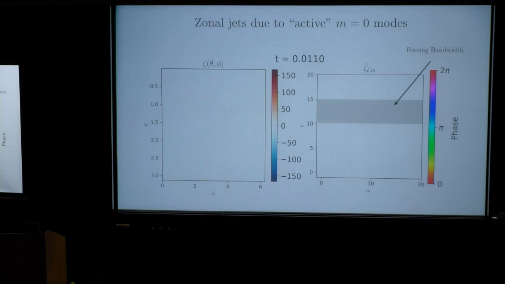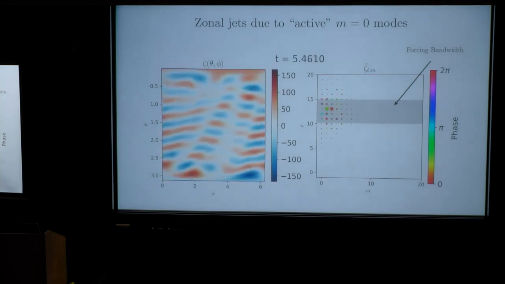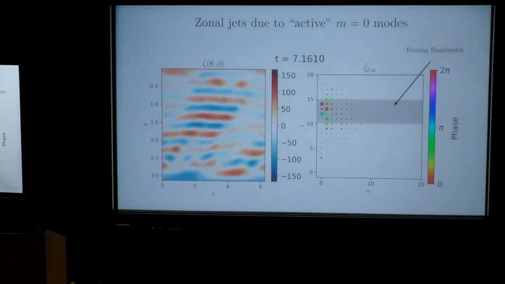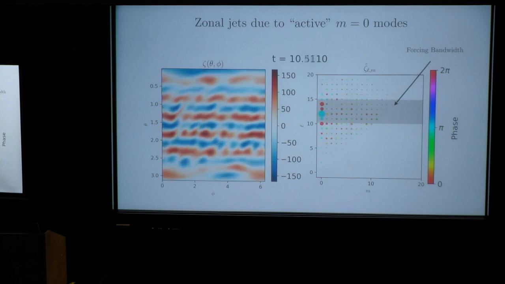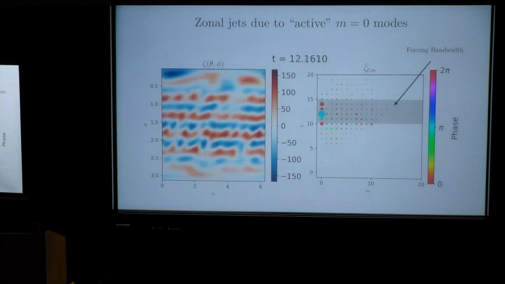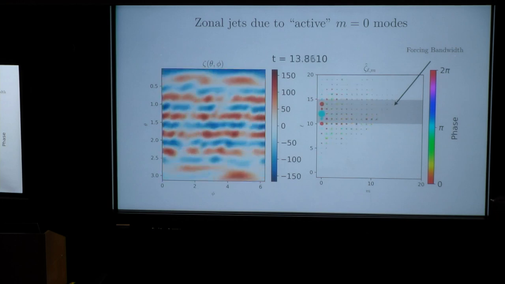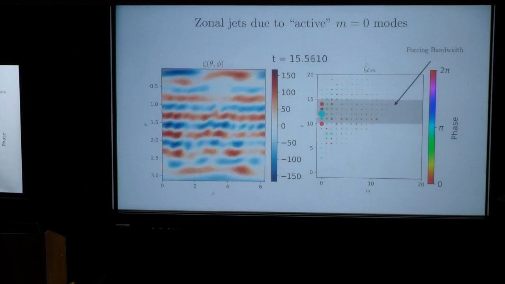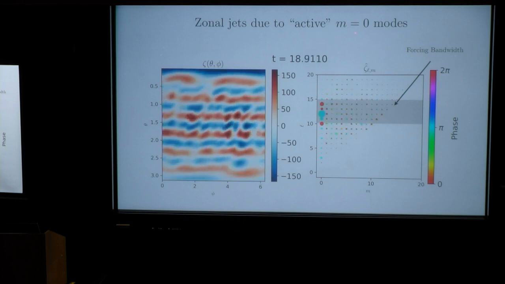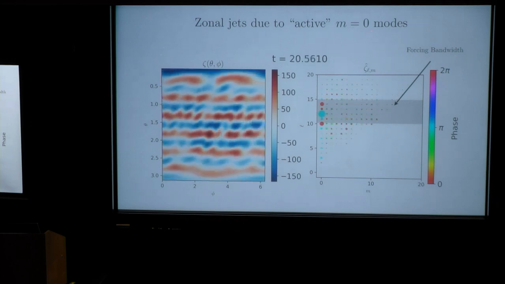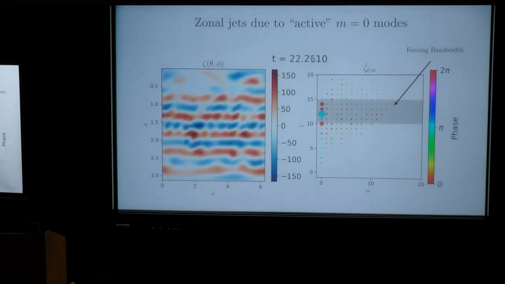And so we can think about this from a spectral point of view, right? So here what I'm plotting is the decomposition of this field in terms of spherical harmonics. And the dots are different spherical harmonic modes. The sizes of the dots are the amplitudes, and the color is the phase. And what you can see is that when the system settles onto this statistically stationary state, you see these few modes within the forcing bandwidth that are active, and they correspond to m equal to 0, and that basically sets the length scale of these zonal jets that we see.